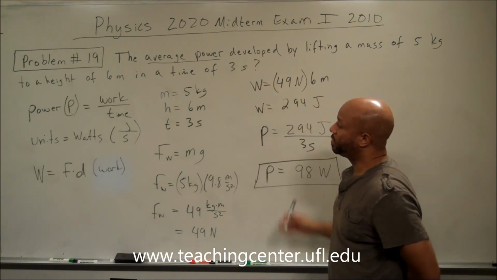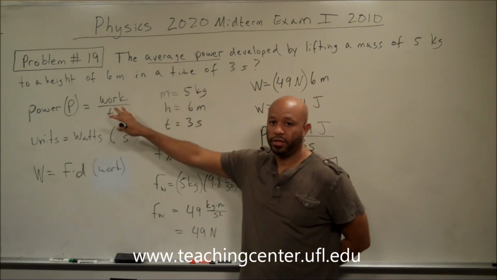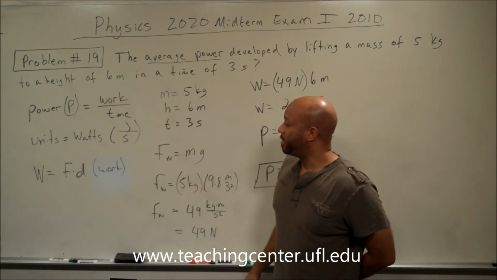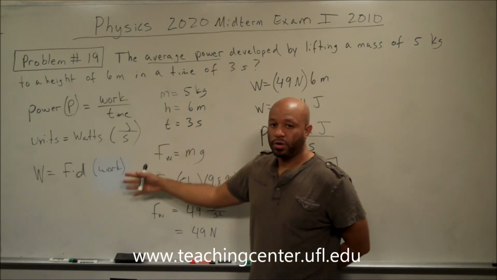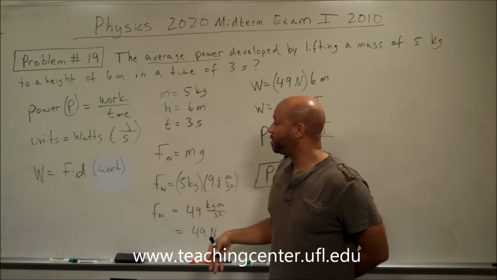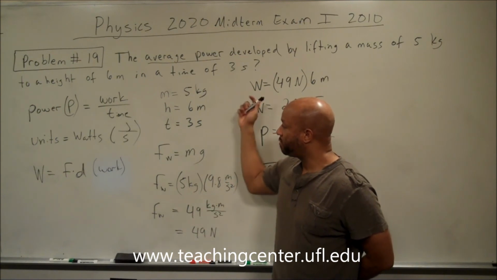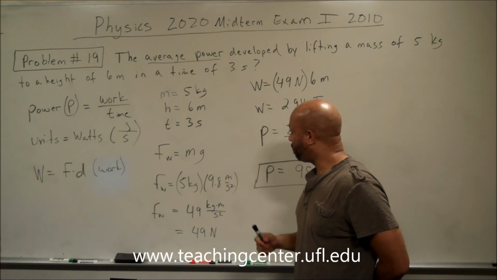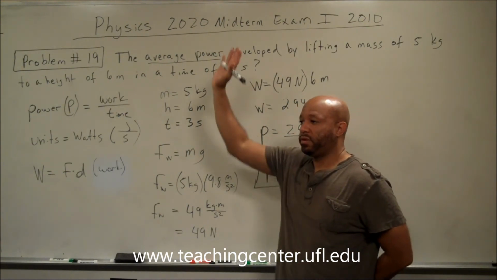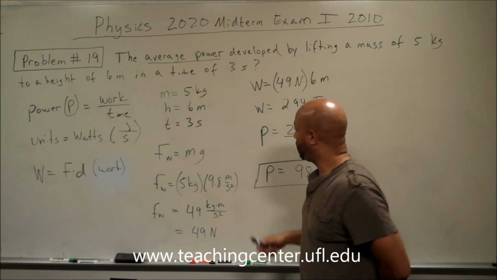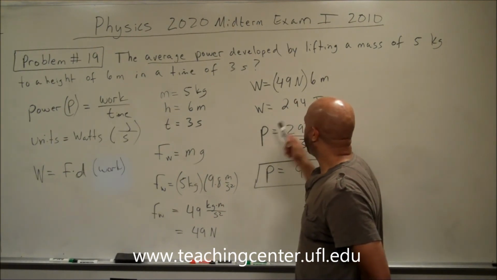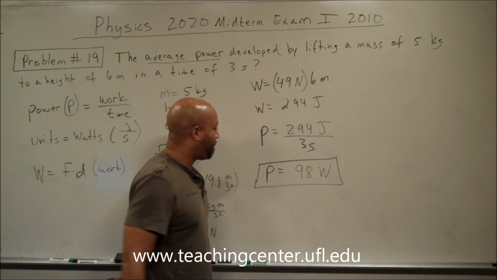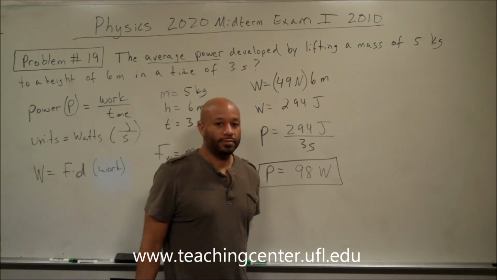So basically what we had to do to solve this problem is that we had to understand that power is defined as work divided by time. And so we had to find the work that was applied onto the object, which was 5 kilograms. We did that by calculating the force. It was a weight force. We got 49 newtons. We know that the displacement, when we pushed this object up, was 6 meters. So we actually found the work. Then all we had to do was divide that by the time, and that allows us to calculate the power, which is 98 watts.